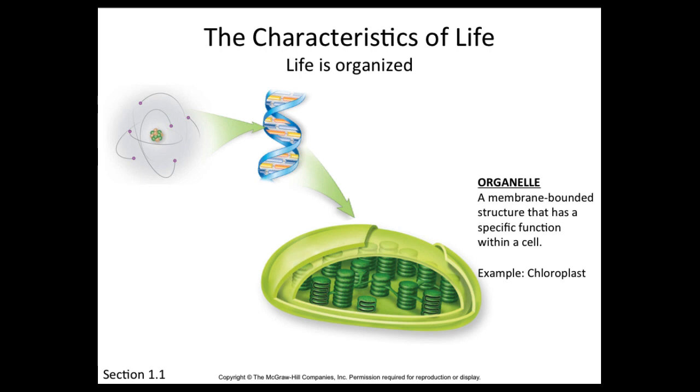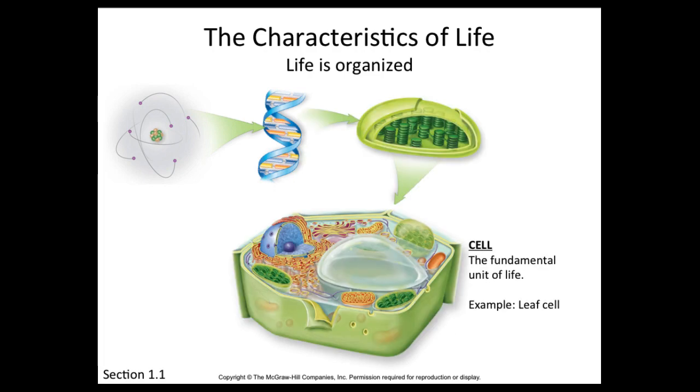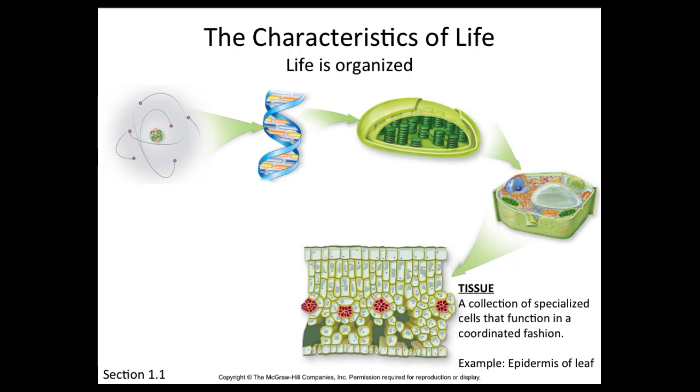Molecules are organized into organelles, and organelles are defined as membrane-bounded structures that have specific functions within a given cell. And one example of an organelle is a chloroplast. These chloroplasts are found in plants, and we're going to learn all about the characteristics of cells once we get to our next section. Cells contain these organelles, and the cell, as we saw previously, is the basic unit of life. An example here is a leaf cell. So this cell contains all of these different parts that make it uniquely a leaf cell.